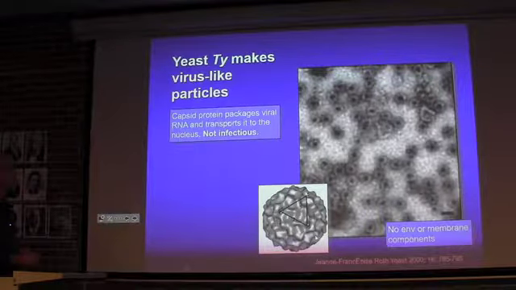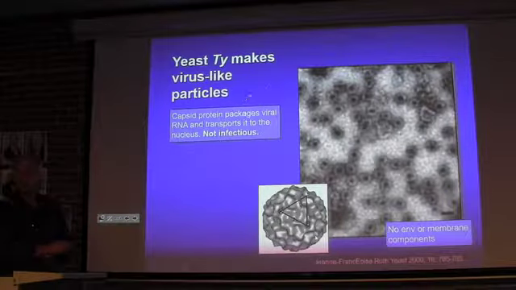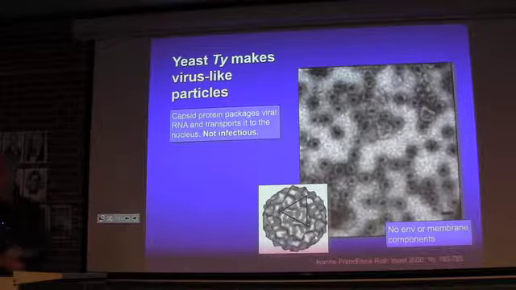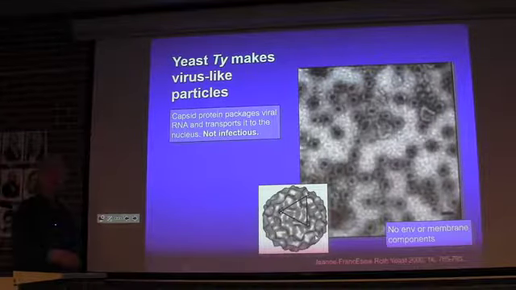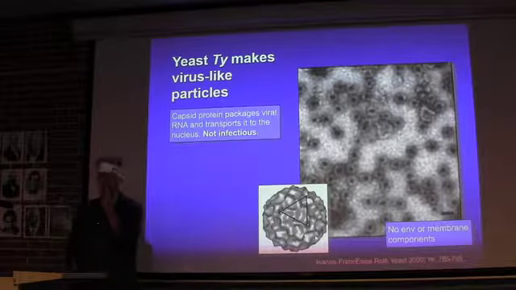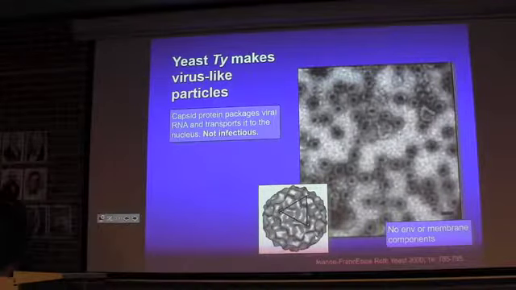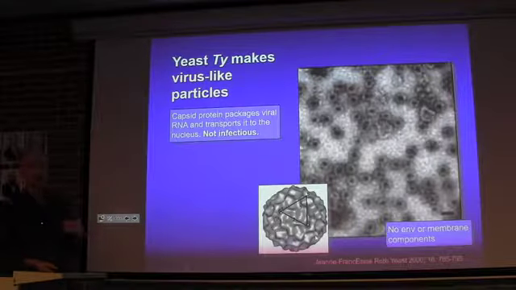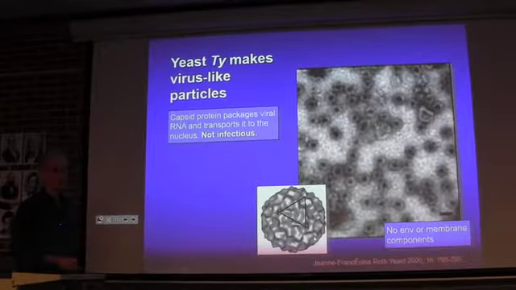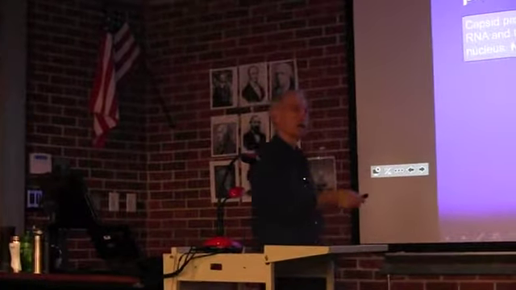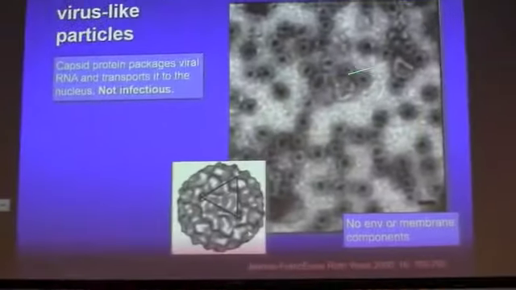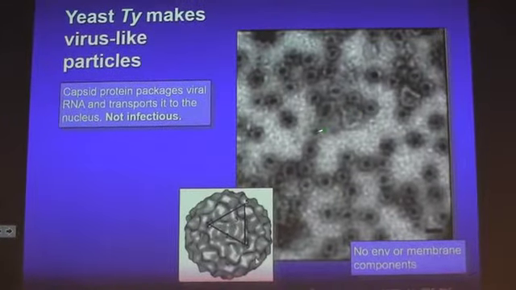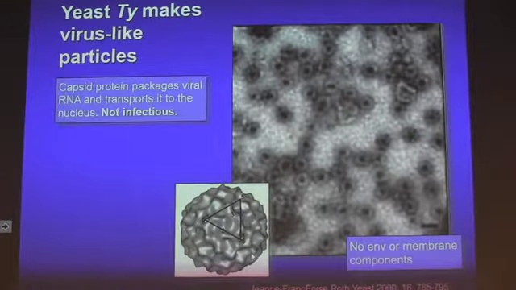Capsid protein packages RNA, transports it to the nucleus. Not infectious. There's one in Drosophila called copia. There's some in plants too, but copia and Ty are ones that you might need to remember. These are retrotransposons, LTR retrotransposons. And I kind of remember seeing that figure on more than one occasion over the years. I can't say any more than that.